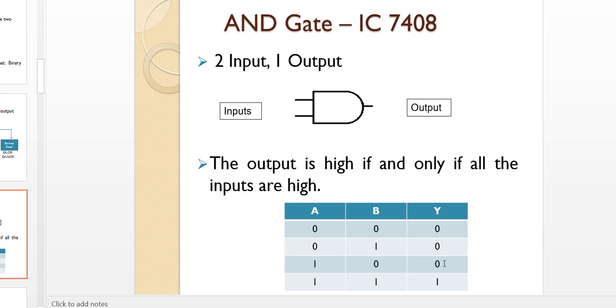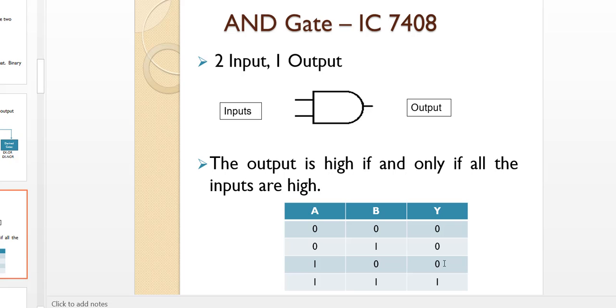Now let's consider the case for the 3 input. Right now I am not showing the truth table here, but let's assume that we have the 3 inputs A, B and C. If all the 3 inputs are 1, that is 1 1 1, then only the output will be 1. If the input combination is 1 0 0, then the output will be 0. Why? Because if any of the inputs becomes 0, the output becomes 0.